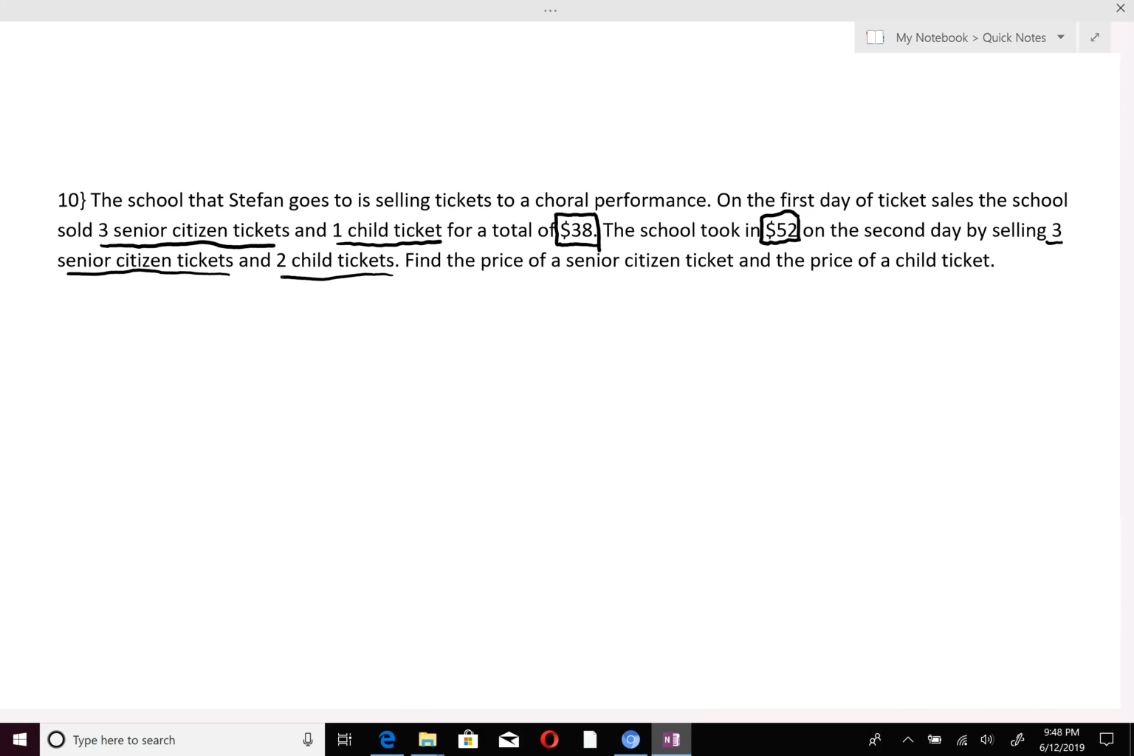So what we've been doing is elimination, and what we have to do now is first create our equations based off of what we're given, and then we have to solve for each variable. And so it's easiest if we define our variables from the get-go. So I'm going to say x, and since senior citizens came first, I'll say x is going to be my senior citizen.